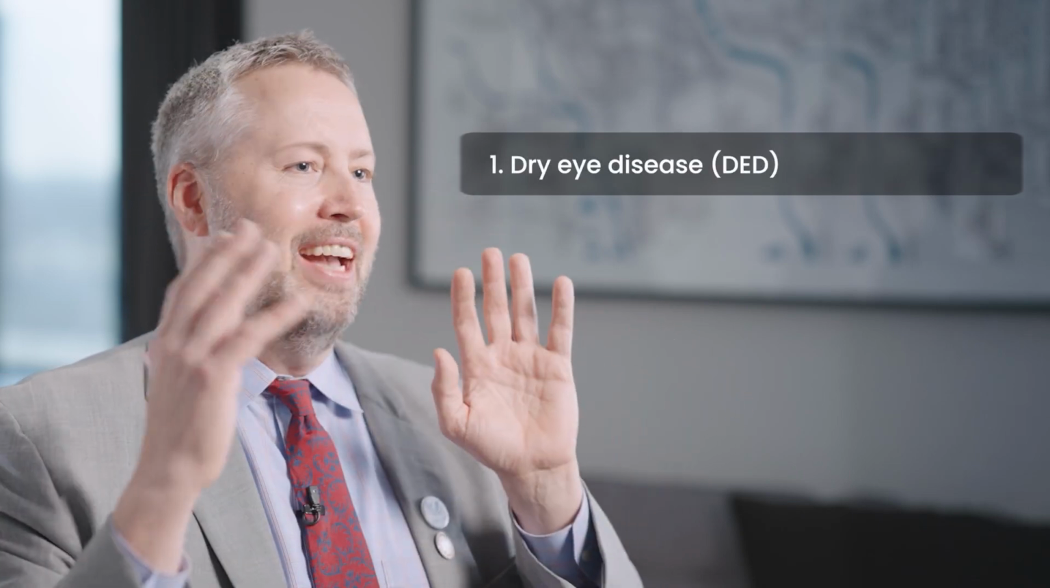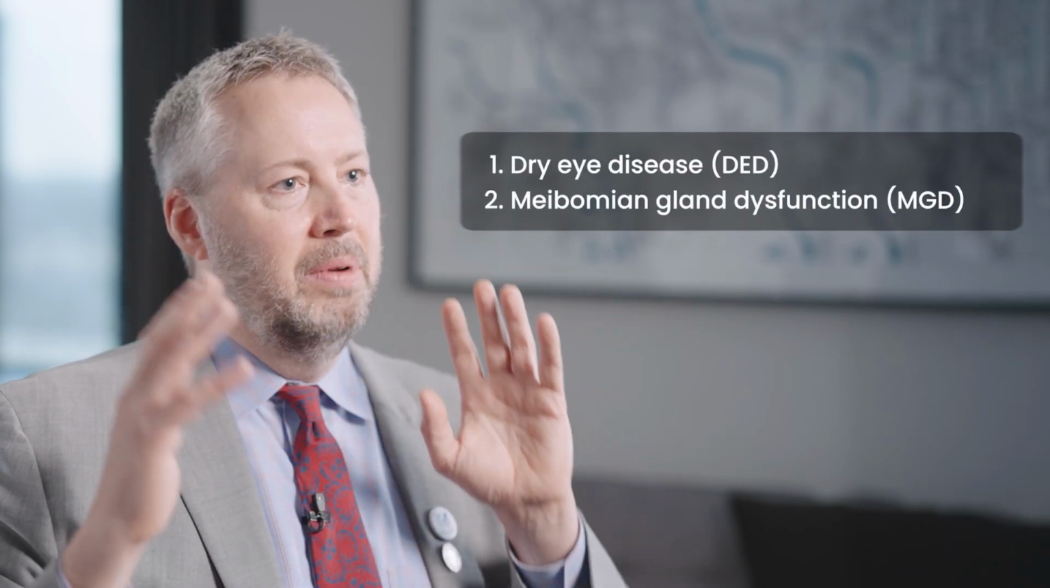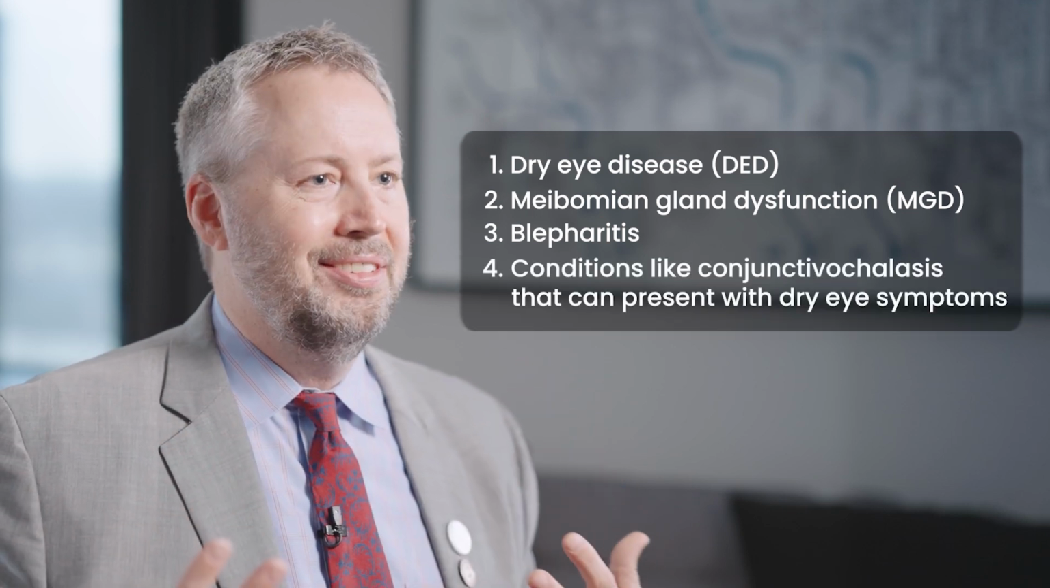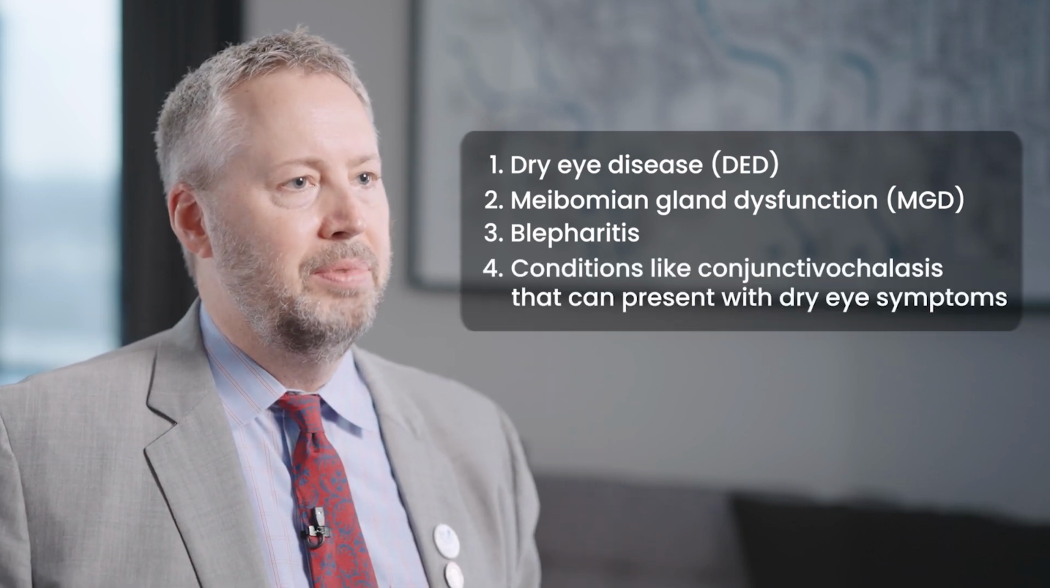We all have a broad term that we will use as ocular surface disease. And under that umbrella, we have dry eye, we have meibomian gland dysfunction, we have blepharitis, we have other things like conjunctival chalasis that can present with dry eye symptoms. So all of these things we need to have a really good understanding of not only the diagnosis, but then our treatment modalities that are going to work best for our patients.